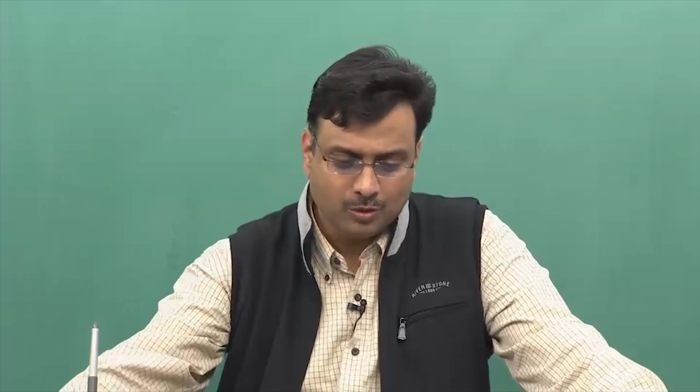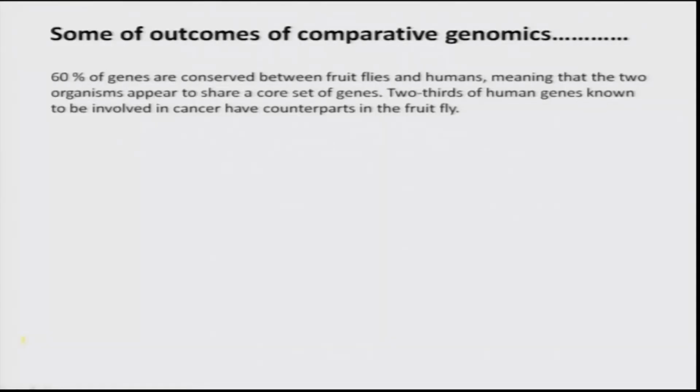We'll go into more detail on some other aspects, that is, some outcomes of comparative genomics. I am going to give some 5-6 examples before we get into the way we study comparative genomics. So what we say is 60% of the genes are conserved between Drosophila and humans. This essentially means that the two organisms appear to share a core set of genes. Now, if that is the case, we can say that 2/3 of the human genes known to be involved in cancer have counterparts in the fruit fly.